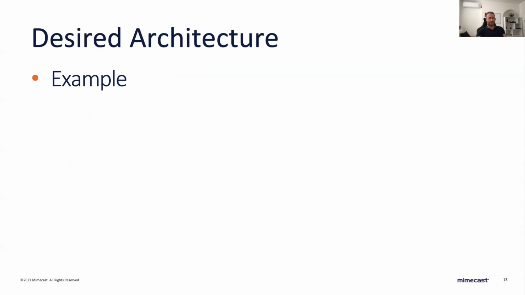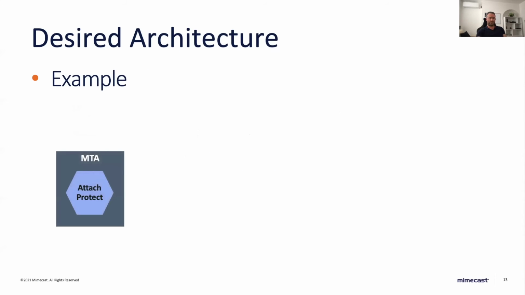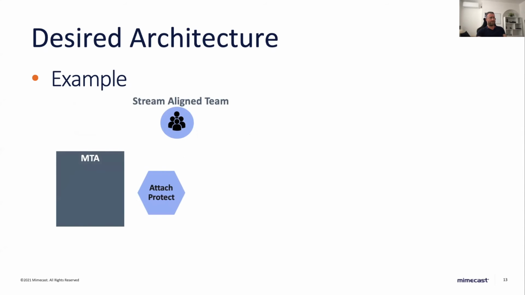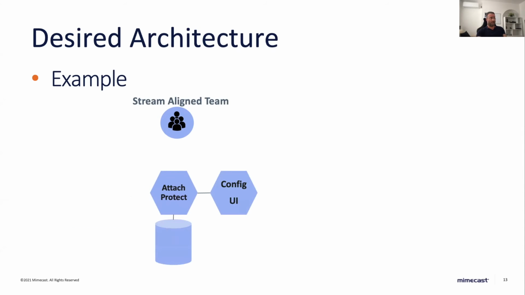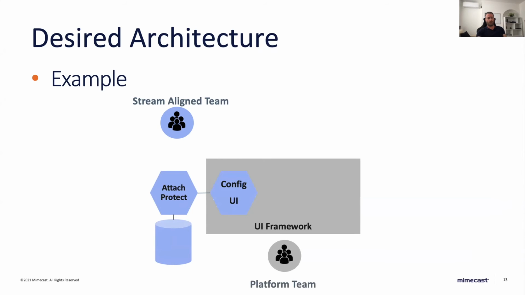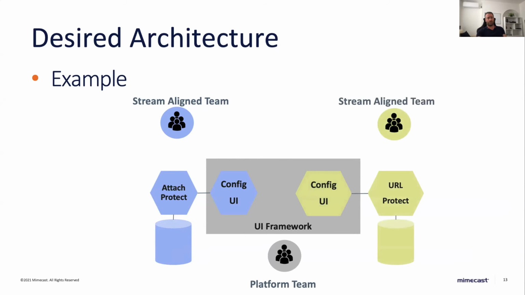So an example of what that looks like, if you have a mail transfer agent, which has a domain called attachment protect in it, and you have a stream-aligned team that owns attachment protect. The idea is to take all the code out of the MTA and create a service around that. They own the service from the UI end all the way to the back end. So they also work on a UI module. Now, we don't want these guys to be UI experts because that's extraneous knowledge. So they work in a UI framework, which can be provided to them by a platform team. And that UI framework can be used in the same way by other stream-aligned teams that work with their own domains.